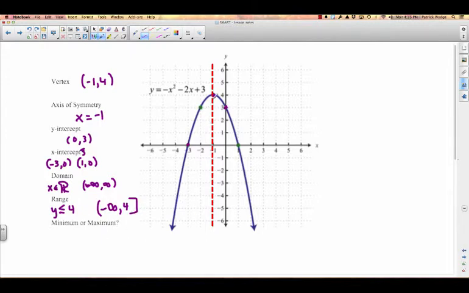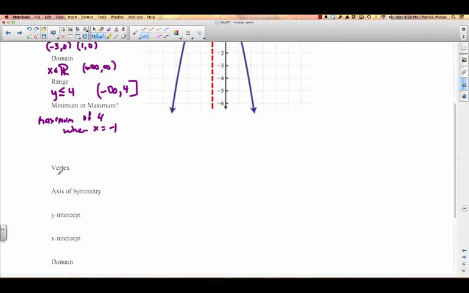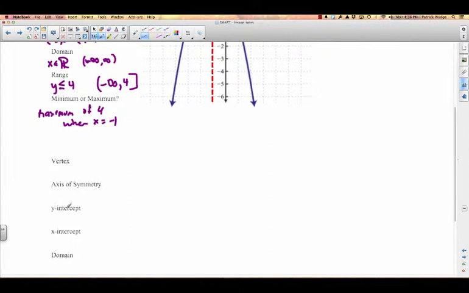And is this a minimum or maximum? Well, that's the highest point. This vertex is the highest point, so it's a maximum. And what we say is it's a maximum of 4 when x equals negative 1. Sometimes it's written like that. Or you might just be telling me it's a maximum. That's fine too.